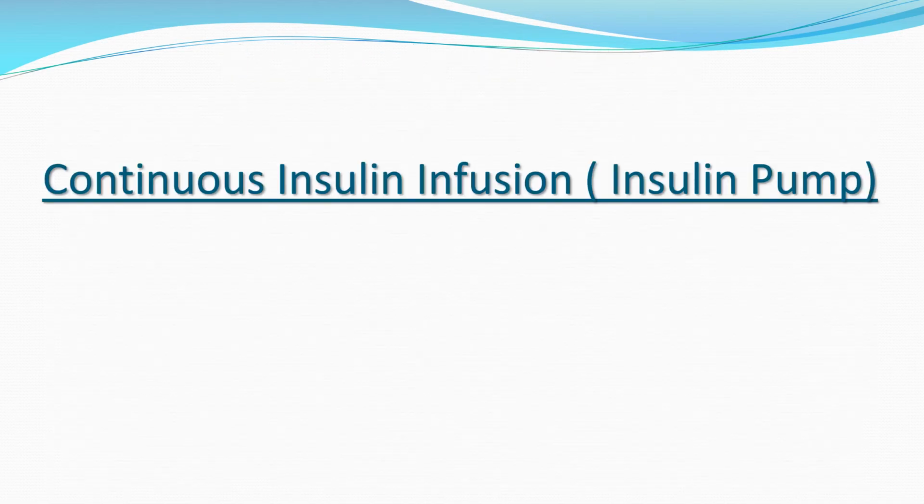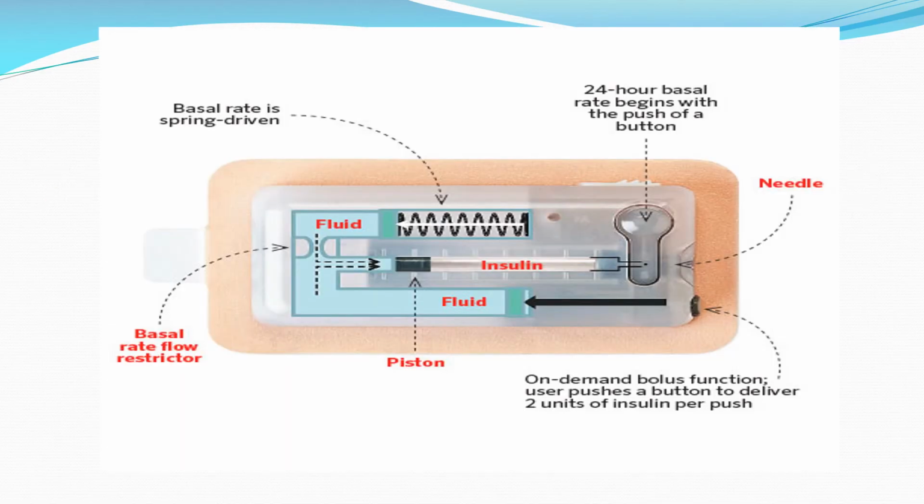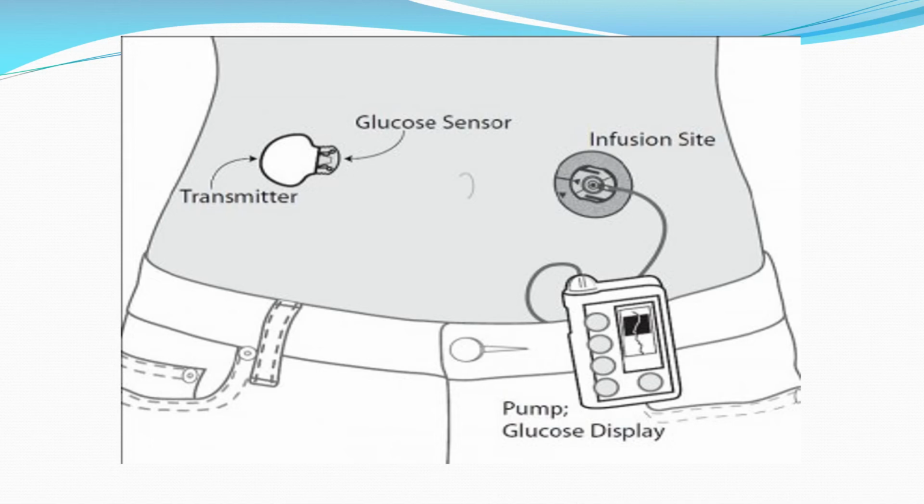The third protocol is the continuous infusion, or what we call the insulin pump. The insulin pump is a device containing many components, including a rapidly acting insulin, and this device is composed of 3 parts. We have what we call the transmitter. The transmitter contains a glucose sensor, a small needle which pierces beneath the skin, and it will detect the blood glucose level. Once the blood glucose level is detected, it will send this information to the pump.